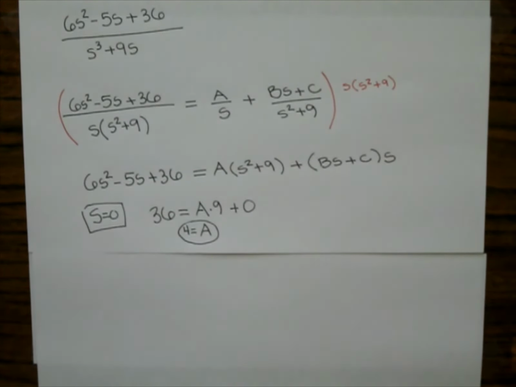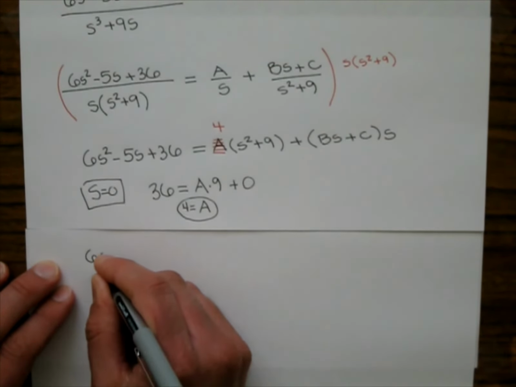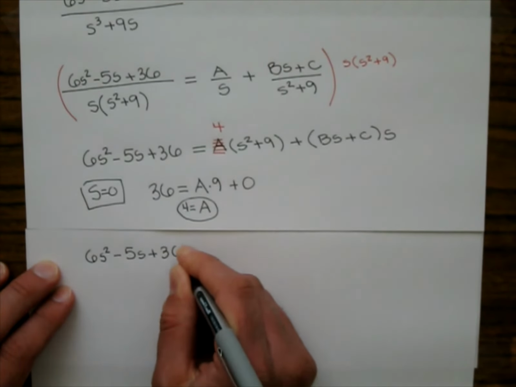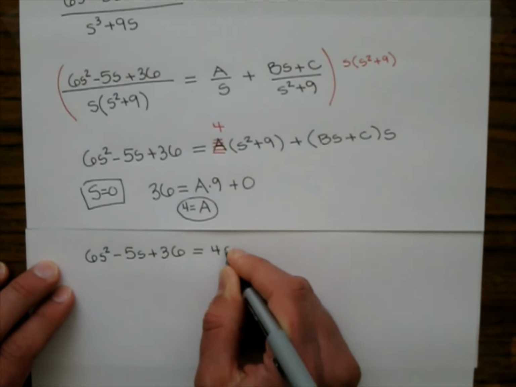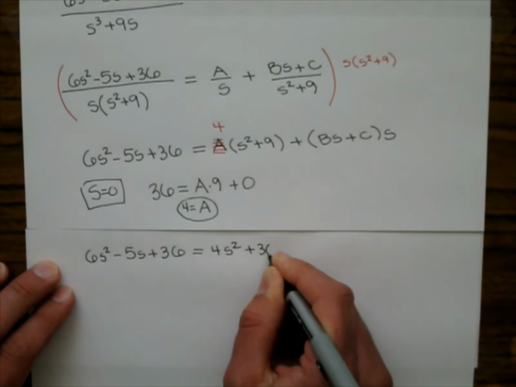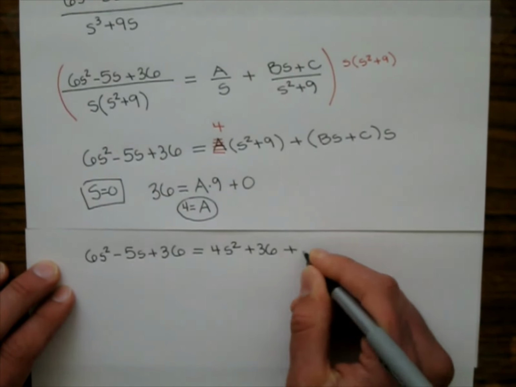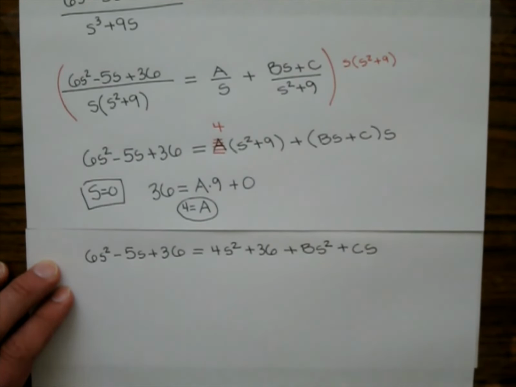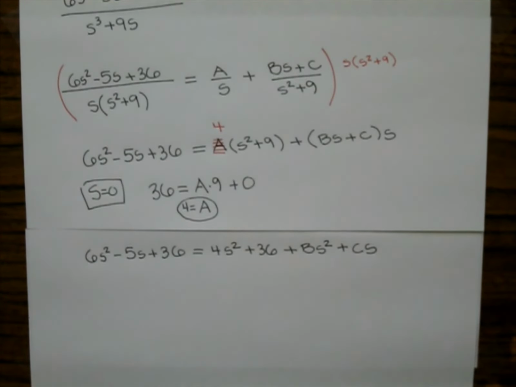Now, did we have to do that? No. I'm going to go ahead and multiply the 4 through and the s through. We're going to distribute, and I'll write out this equation now. This is 6s squared minus 5s plus 36 equals 4s squared plus 36, and then we have plus Bs squared plus Cs. Okay, let's go ahead and look at our s squareds, and I'll underline them in red.